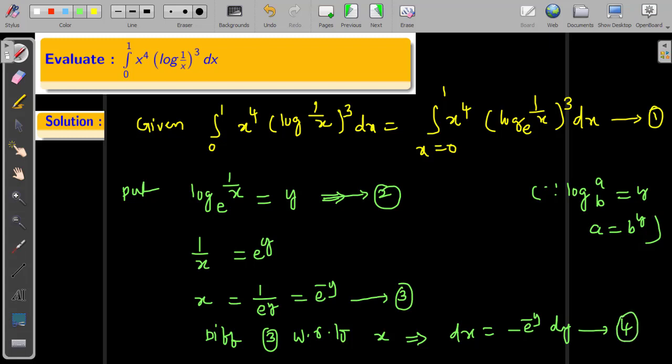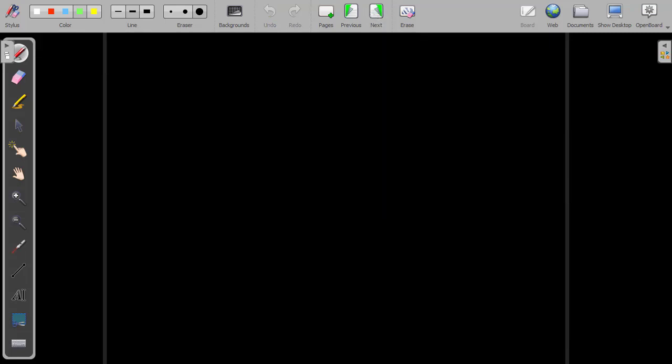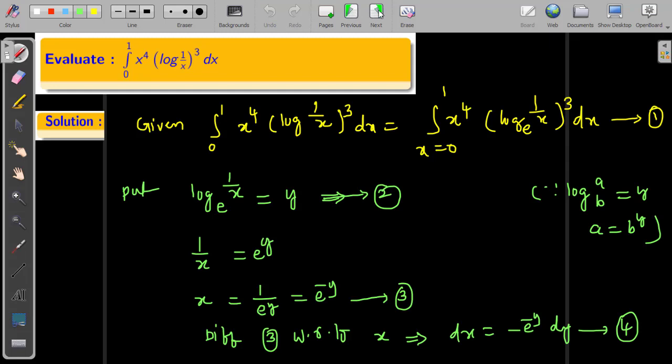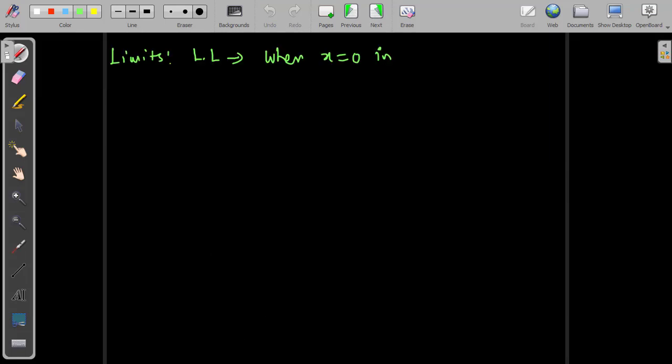After that, limits discussion. So we'll discuss limits here. I will take the next page. Now the limits portion we will discuss. Lower limit: lower limit is when x equal to 0. Let us write directly in equation number 3. So let x equal to 0 in 3, which means the left side is 0, and the right side is e power minus y.